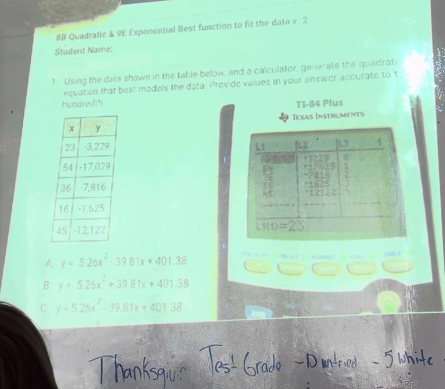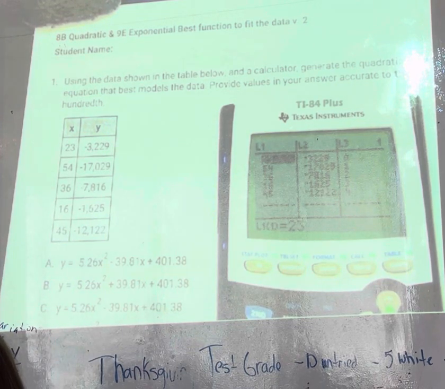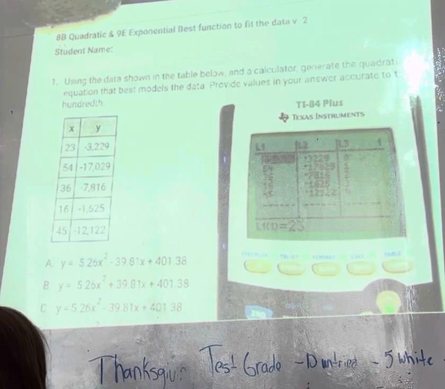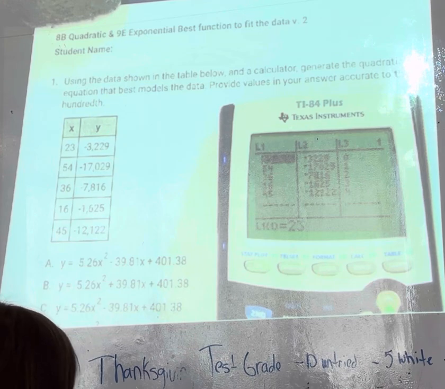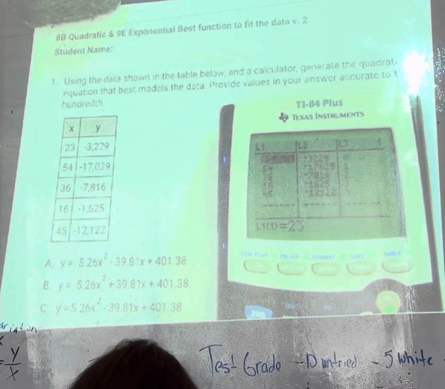I've asked you to put number 1 in L1 and L2. A reminder, to clear the table, you can go on L1 or L2 and press clear, then enter, and it'll clear everything. When you're doing a regression, either linear or quadratic or exponential, you have to put in all the numbers provided. So the first one is going to be what?